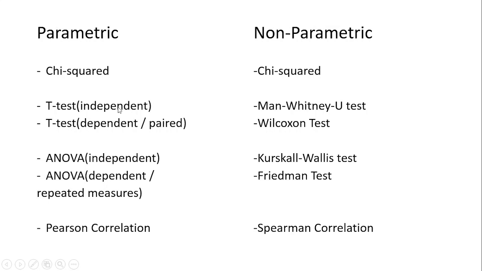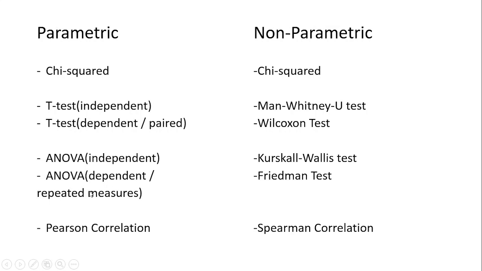For independent t-tests, you would do Mann-Whitney U as non-parametric, assuming that you did not meet the assumptions. For the dependent paired t-test, you would do Wilcoxon. So when something is a paired or dependent test, this dependent is not the variable, by the way. This means that you have an influence of time in your data.